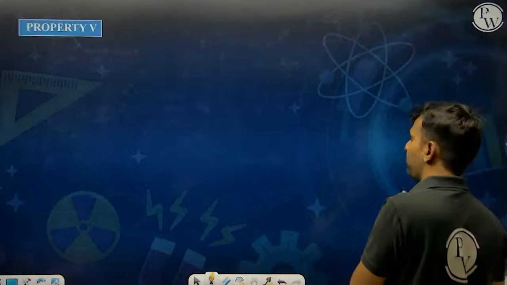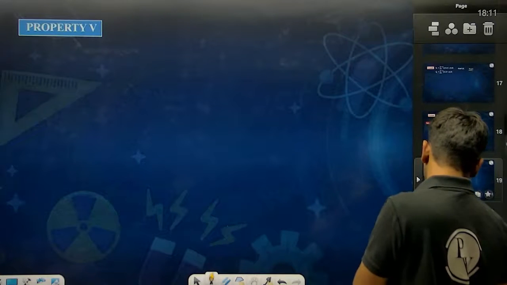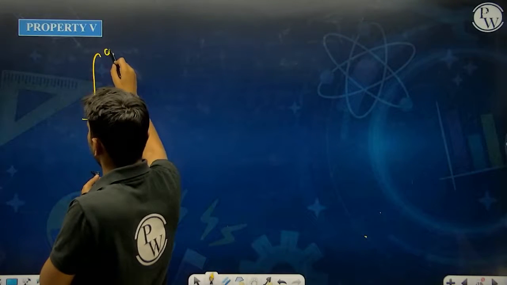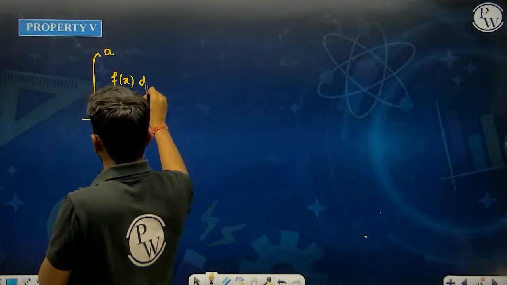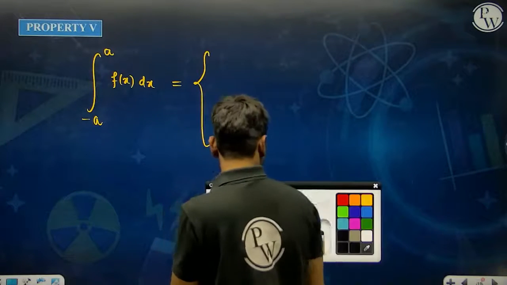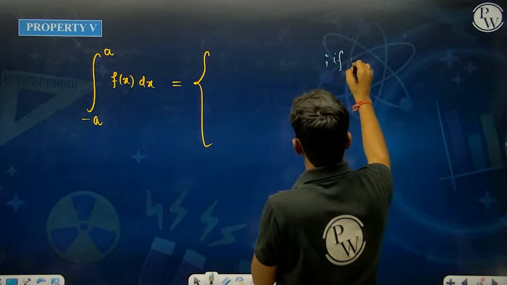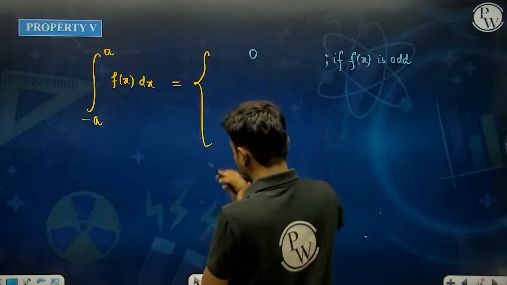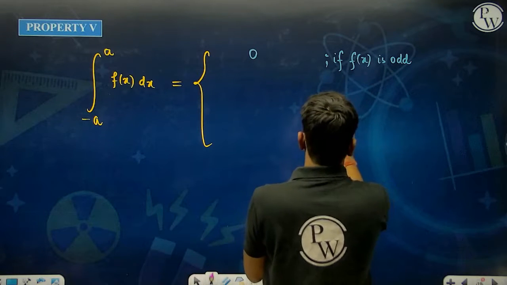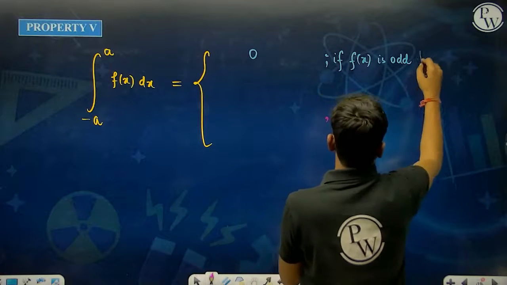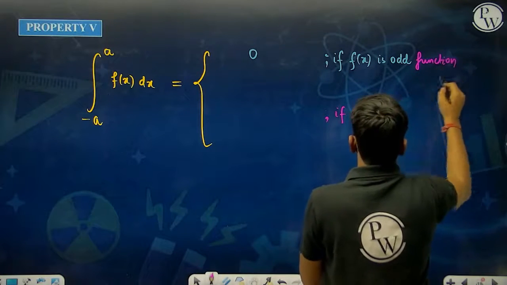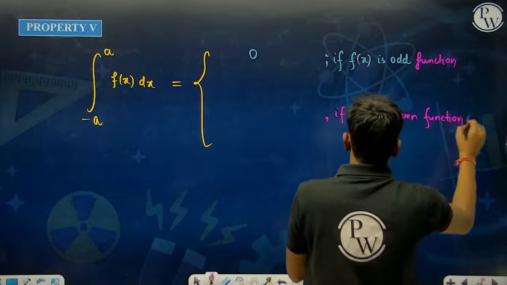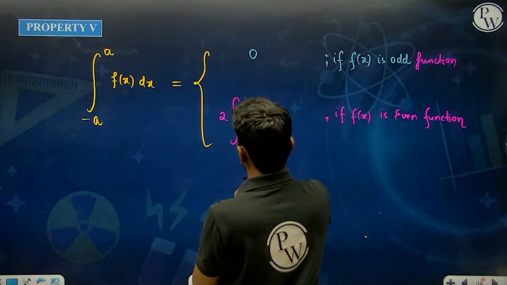All right, talking about property number 5. Let's go and discuss property number 5. Whenever you have minus a to a as the lower limit and upper limit, if f of x is odd, if the integrand is odd, this is nothing but 0. The answer is going to be 0. And if f of x is an even function, then the very same thing can be written as twice the integral from 0 to a of f of x dx.